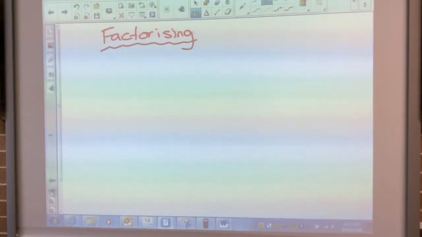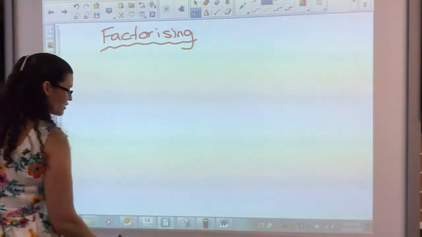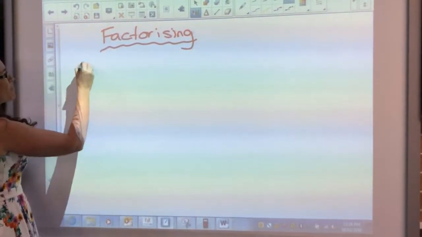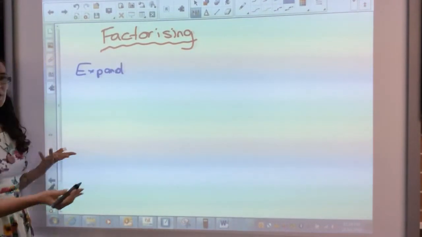Factorising is the reverse of expanding. Now I know you can all expand, I just watched you do that. We're going to look at what happens when I reverse the process. So expanding is when I multiply something in.